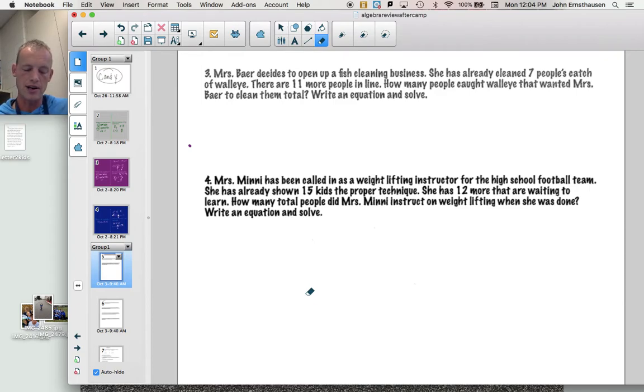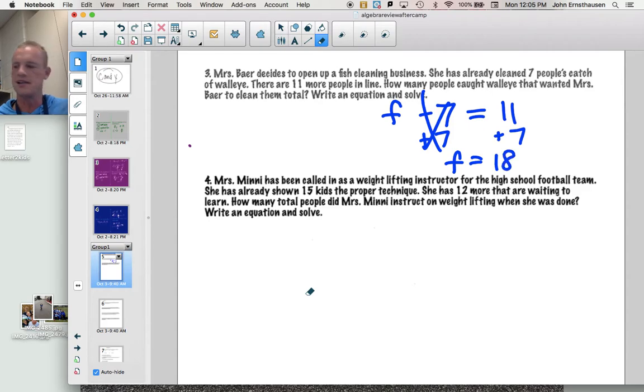So what do I know? I know there's 11 more people in line. That's my big number, and we're always going to push that to the right. If she's already cleaned 7, that's subtracting 7 from the amount of fish she had, which is what the question's asking. So now it's going to force us to do the inverse. Instead of subtracting 7, we're going to add 7. And F is going to equal 18 fish. I'm not going to make you guys do the check step.